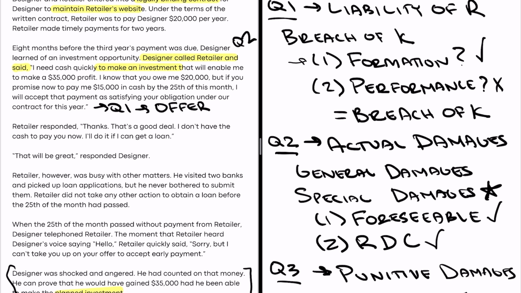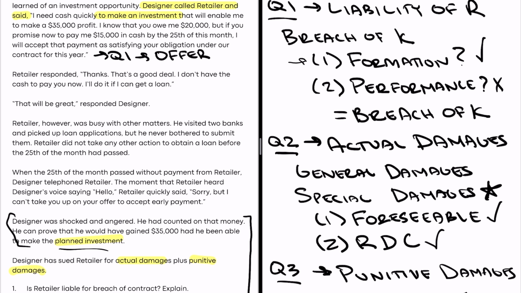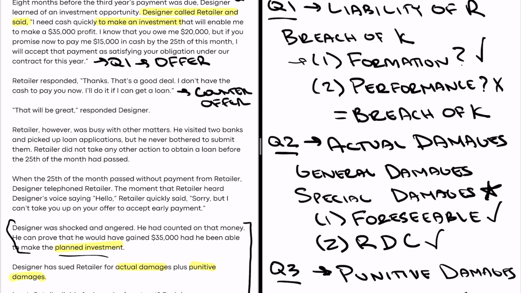Let's see what happens. Retailer responds, "Thanks, that's a good deal. I don't have the cash to pay you now. I'll do it if I can get a loan." Okay, so this is a pretty standard counter offer. The original offer is now terminated. The offer or proposal to modify the contract given by designer to retailer is terminated, and we have a counter offer to modify put on the table.